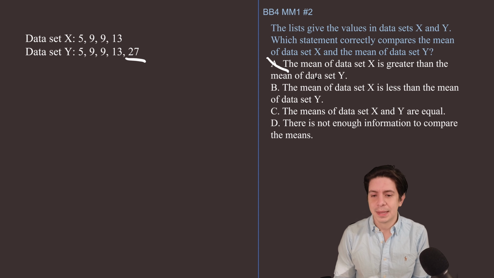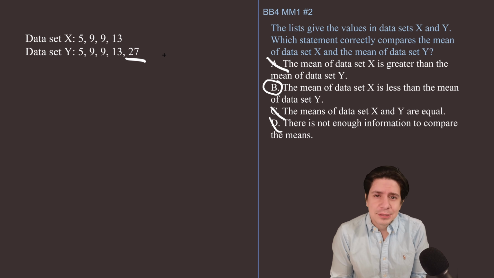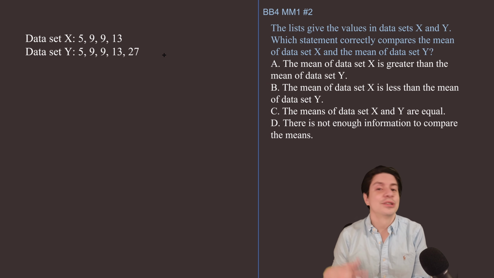So the mean of dataset X is greater than the mean of dataset Y. No. The mean of dataset X is less than the mean of dataset Y. Yes, that should be it. The means of dataset X and Y are equal. No. There is not enough information to compare the means. No. It is B as in Bobby. So again, notice that I didn't do the math. I didn't add them all up. If I did, I would still get the answer, but I'm wasting time that I could be using for harder questions in the future. And don't worry if you didn't see that trick. Now you see it and you can use it in the future.